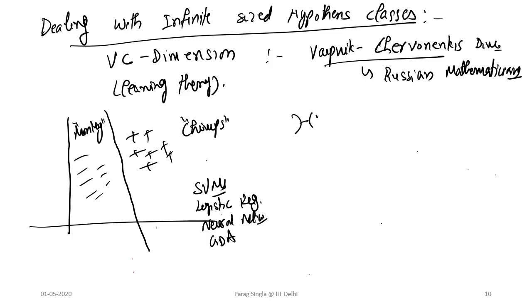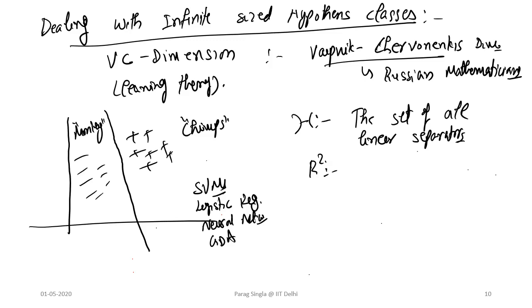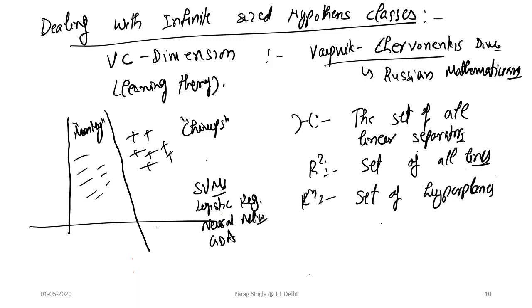But the question is, what is your hypothesis space? In this case, this is the set of all linear separators. In R2, this is simply the set of all lines. But in Rn, in general, this will be the set of all hyperplanes in the n dimensional space. So that will be your hypothesis class, and clearly this is infinite sized.